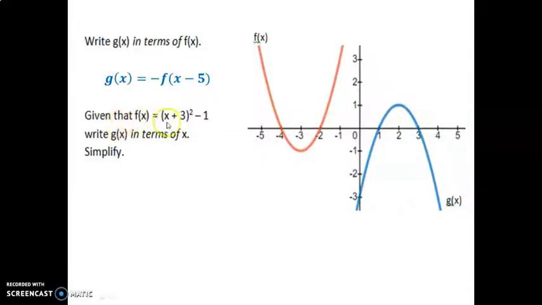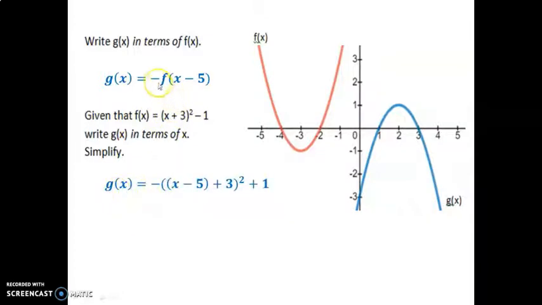Given that f of x has this equation, so this parabola here has this equation, write g of x in terms of f of x. So this function here, we often do transformations like this. We begin like this, where we say, what is g of x in terms of f of x? But now we want to write just g of x in terms of x. We don't want this f in here anymore. We want to write just what is the g of x function. So we're going to apply these 2 changes to this function here. Check out how we do that.